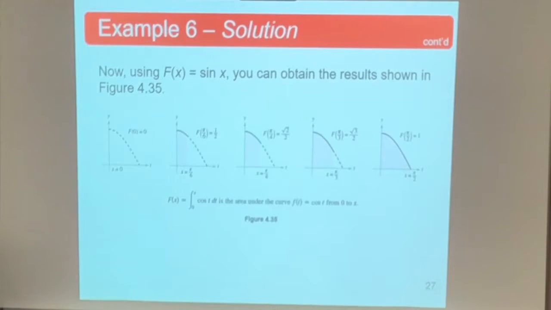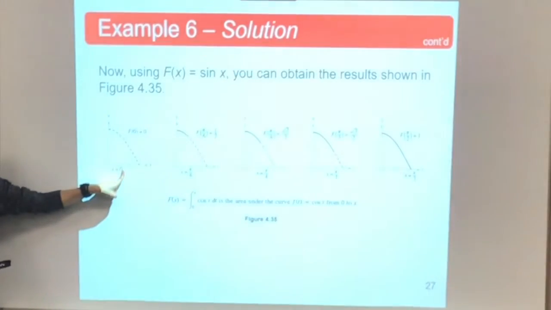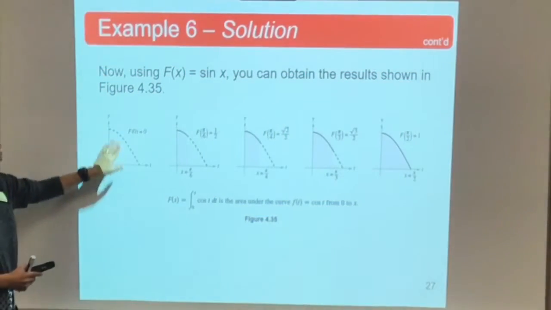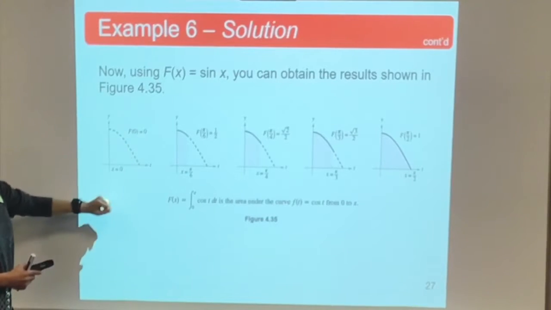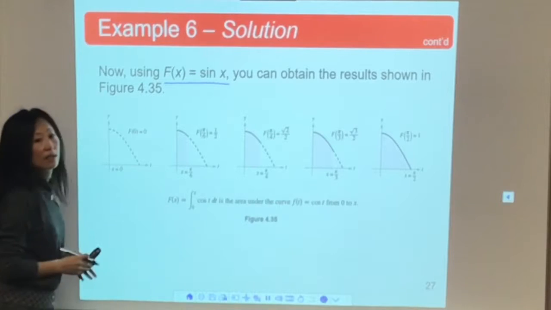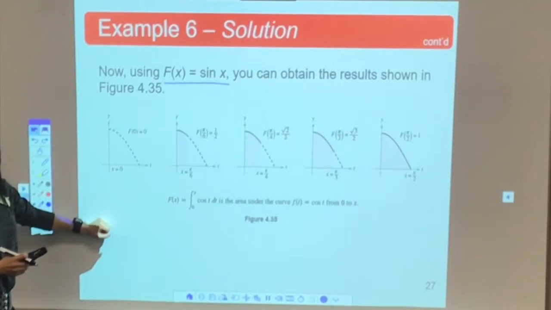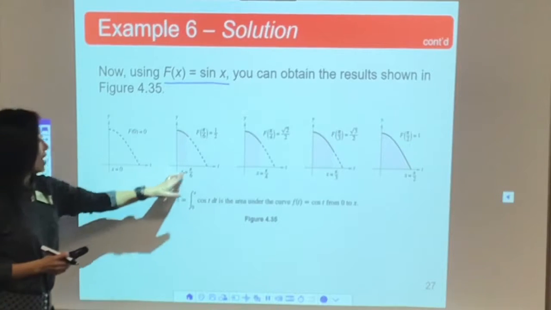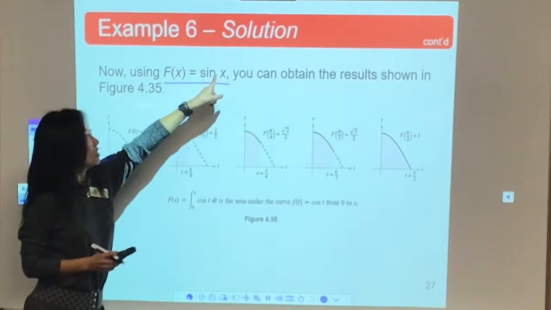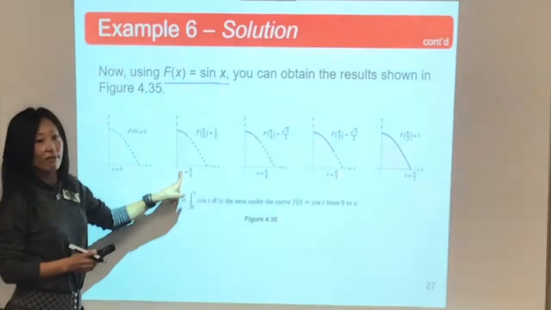Okay, this is a picture I want to share with you. Very first one, when I choose x equal to 0, are you with me, class? I don't have anything, because if you plug in sine equal to 0, you don't have any area. Next one, pi over 6. So you plug in sine pi over 6, you get what? 1/2.